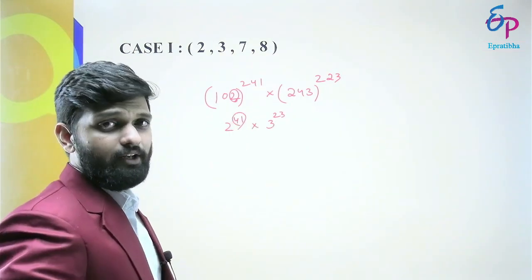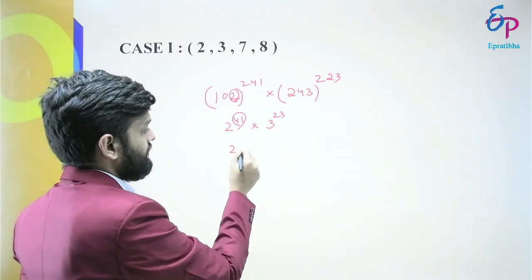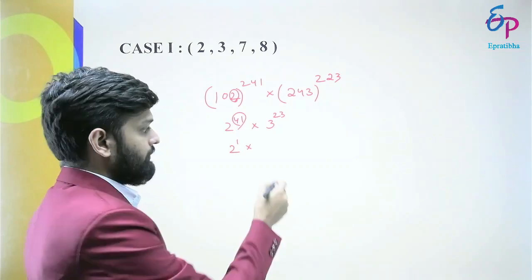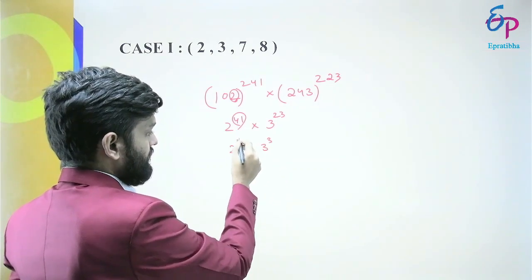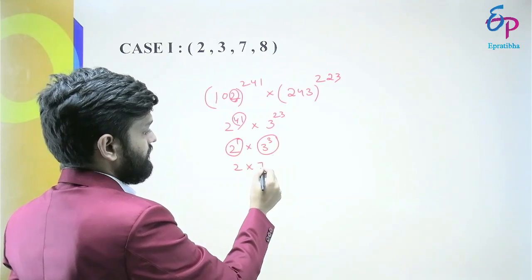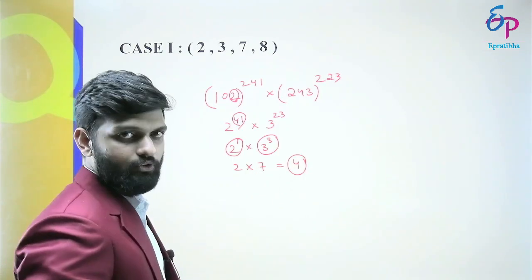What will be the remainder when you divide 41 by 4? Always the remainder is 1, so it is 2 power 1. And what is the remainder there? 4 5s are 20, remainder is 3. So what is the unit digit here? It is 2. What is the unit digit here? 3 cube is 27, it is 7. 2 7s are 14. The unit digit is 4.